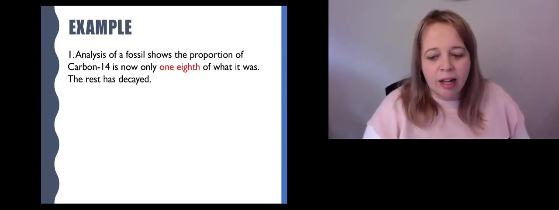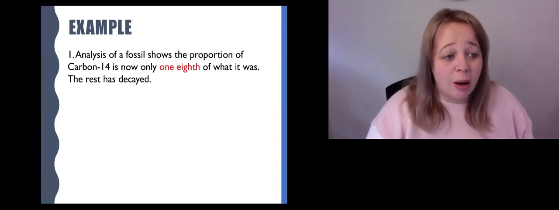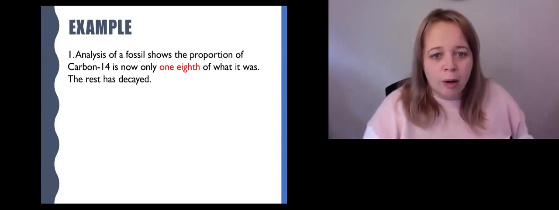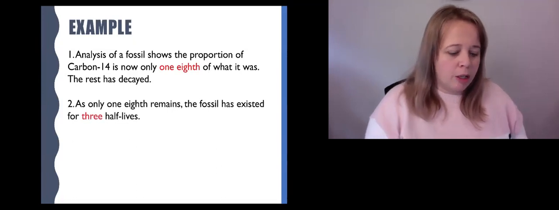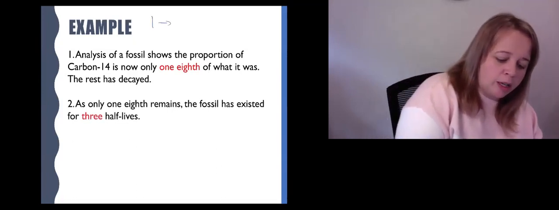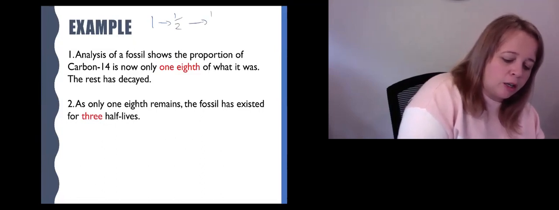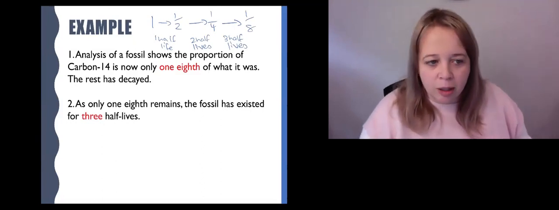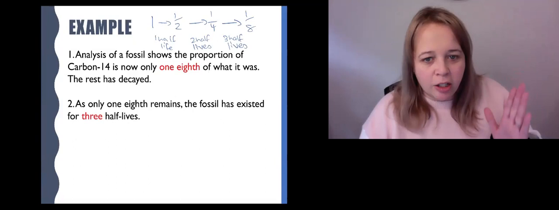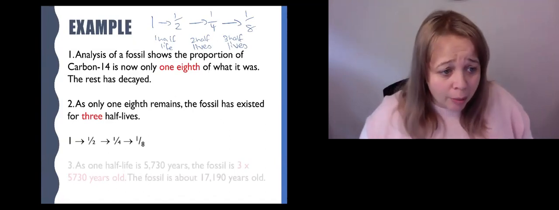So analysis of a fossil shows the proportion of carbon-14 is now 1/8 of what it was. So this means 1/8 that is left is carbon-14. So what are we going to do? So what we can do is we can go, all right, after 1 half-life goes to a half, after 2 half-lives goes to a quarter, and after 3 half-lives it goes to an eighth. So this is 1 half-life, this is 2 half-lives, this is 3 half-lives. So when someone asks you, how did I get to an eighth, or how did an eighth become 3 half-lives, I just do this little process. That's it. There we go.